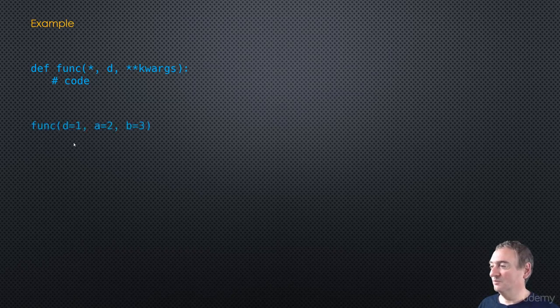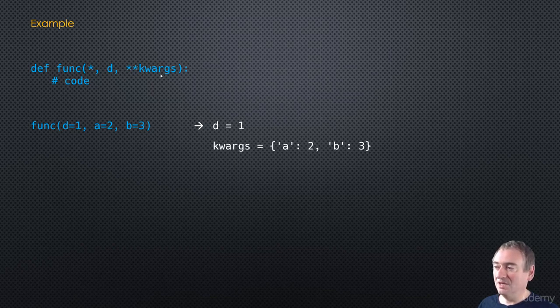So we can call it this way. We can say func d equals 1, well, we need to put d equals 1. And then we have a equals 2 and b equals 3. Now the order of those, as usual with keyword arguments, doesn't matter. And in this case, what we'll get is that d will be equal to 1, and then this parameter here, kwargs, is going to have these remaining two keyword arguments in a dictionary, where the key of the dictionary will be the key of the keyword argument, and the value will be the value that you provided. Hence the name keyword argument.